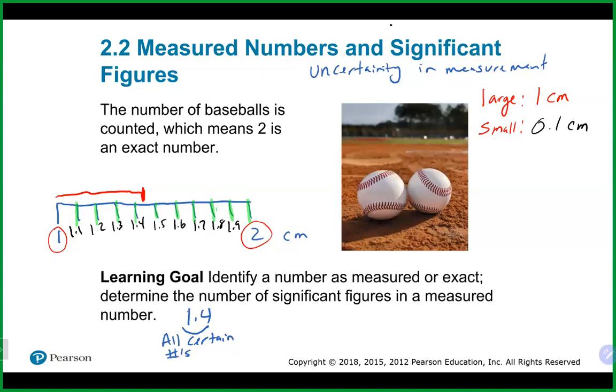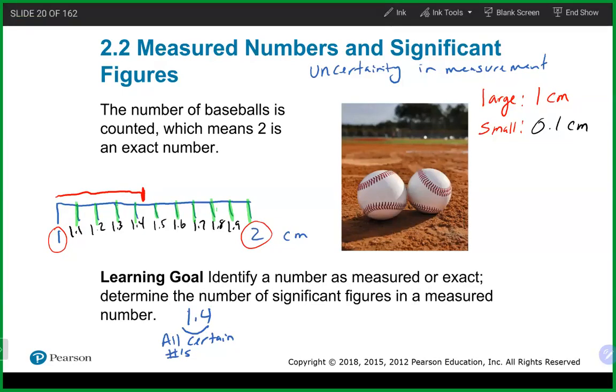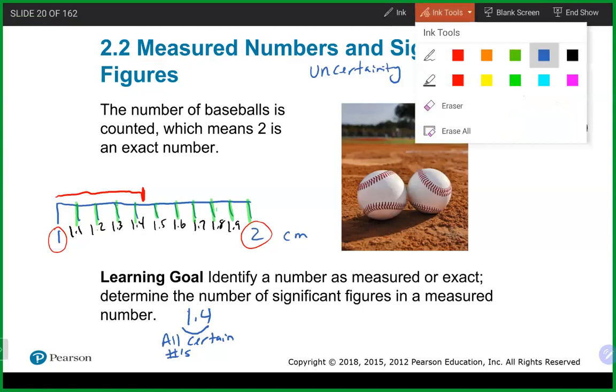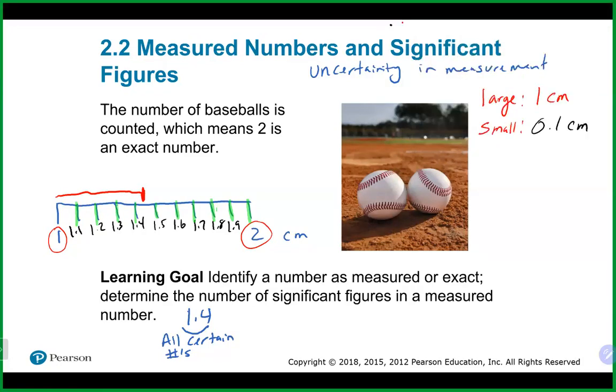Now, when we look at my measurement here, it's not exactly 1.4, it's not exactly 1.5, it's somewhere in the middle between those two numbers. And that is where the estimation comes into play, or the uncertainty in this measurement, because I may look at it and go, well, I think it's kind of like halfway between those two. So I'm going to record it as a 5, along with obviously my units. And this is what is referred to sometimes as the first uncertain number.